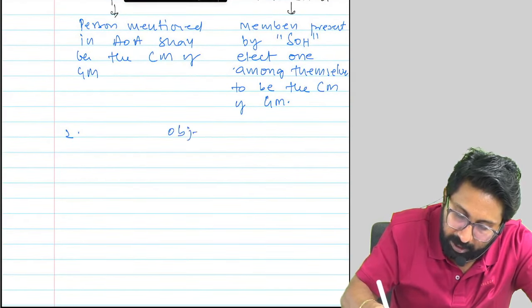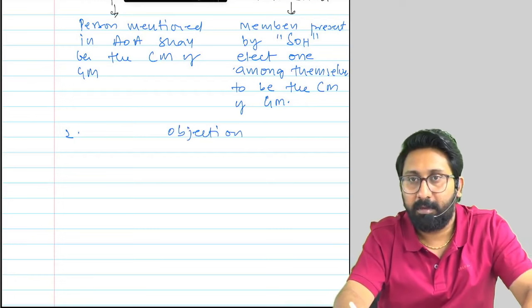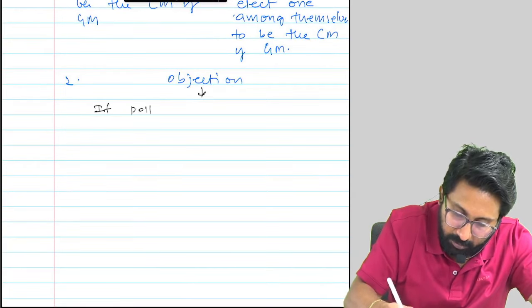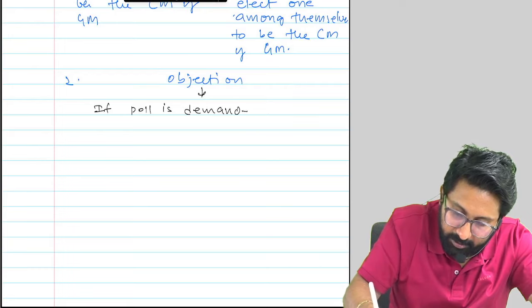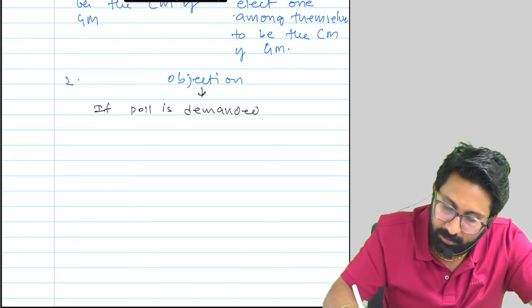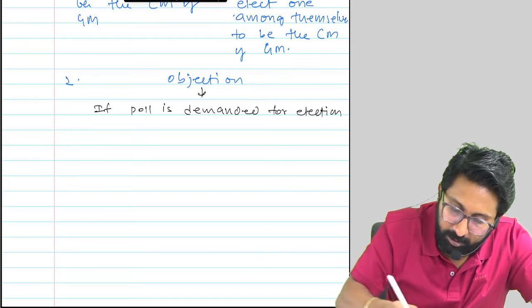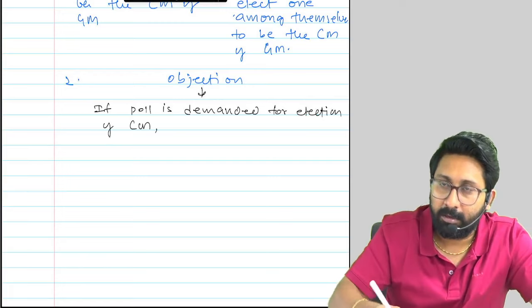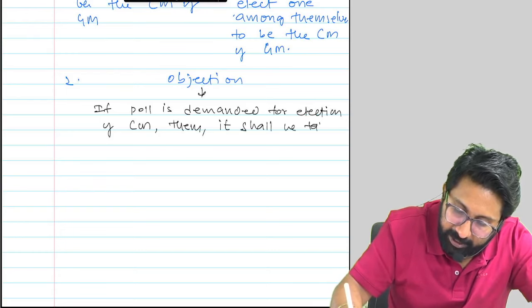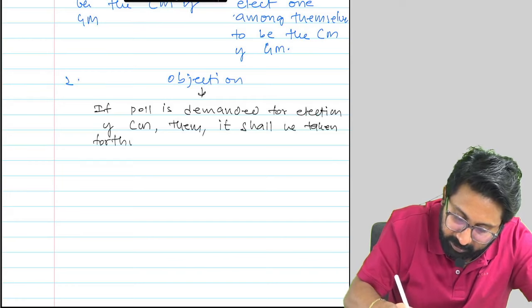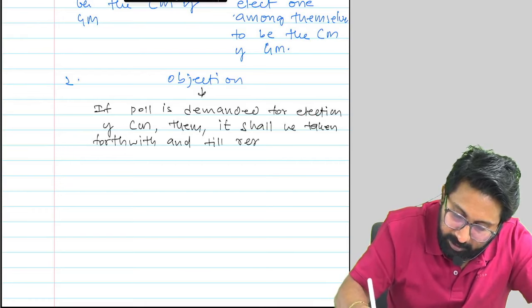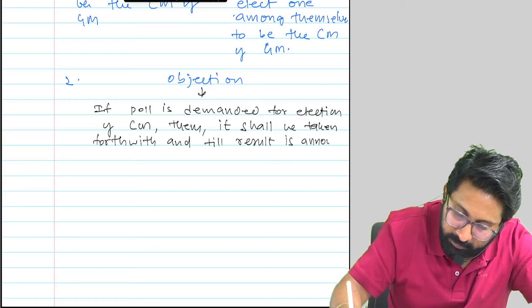Last point, objection. If poll is demanded for election of chairman, then it shall be taken forthwith, and till result is announced. Don't just write down the answer.